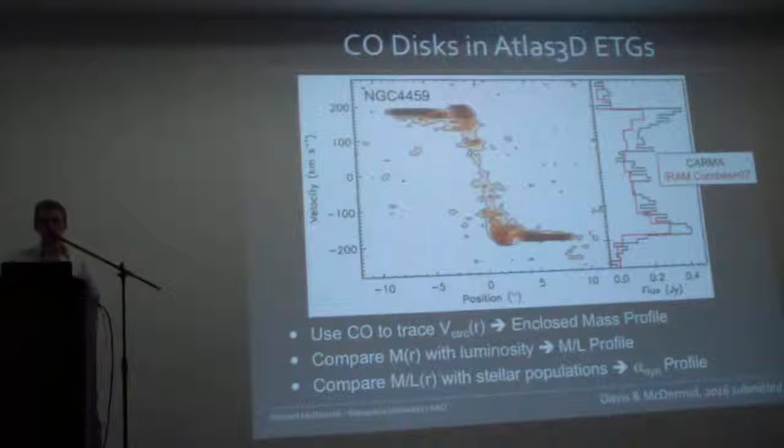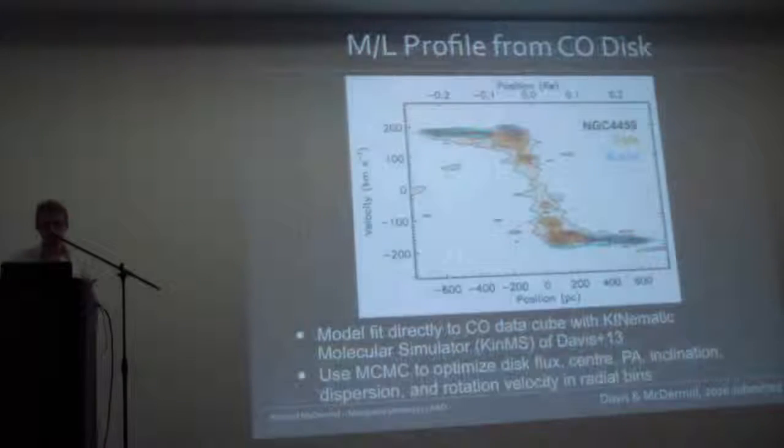And with this kind of nice rotation curve, you can measure the enclosed mass as a function of radius. So now we have a way of tracing the circular velocity as a function of radius, the enclosed mass as a function of radius, so we can get the mass to light ratio as a function of radius.